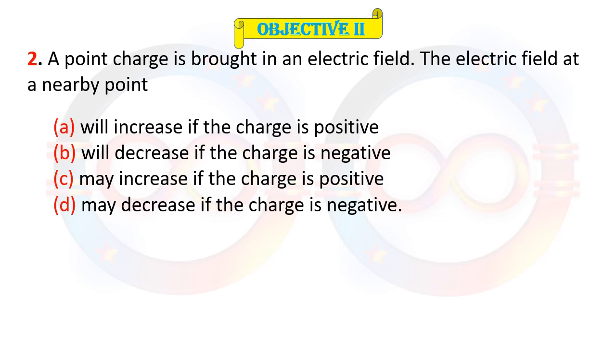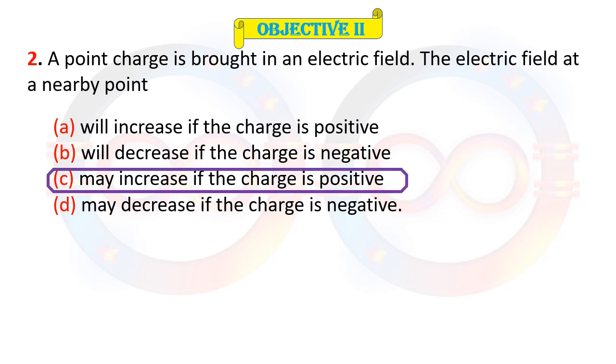Question number 2. A point charge is brought near an electric field. The electric field at a nearby point, if it is positive, it may increase. If it is negative, it may decrease. But not will increase or will decrease, because the extreme words used in the options we always prefer to neglect, and we can take may increase if positive, may decrease if negative.